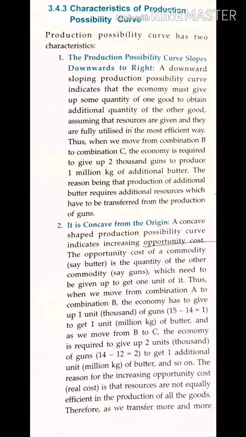So do remember, it has how many characteristics? 2 characteristics. First is the production possibility curve slopes downwards and towards right. Okay. Second is it is concave from the origin.